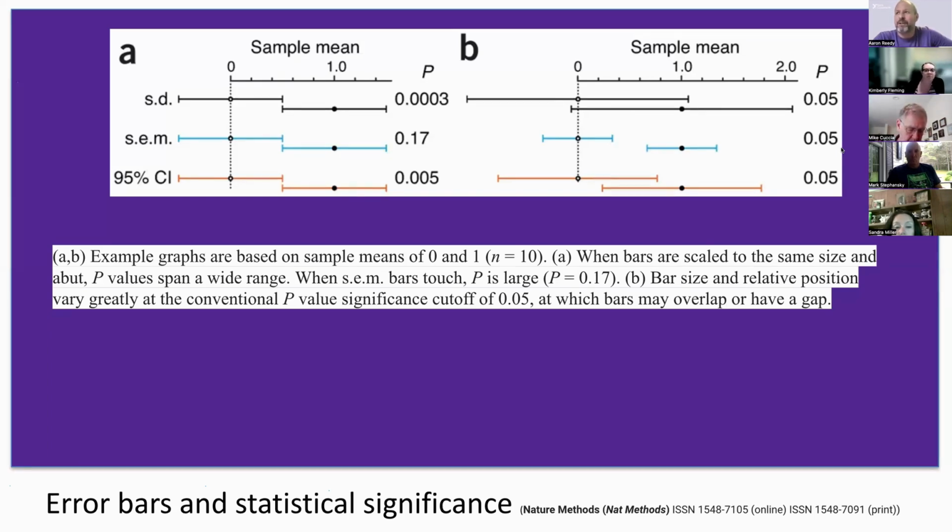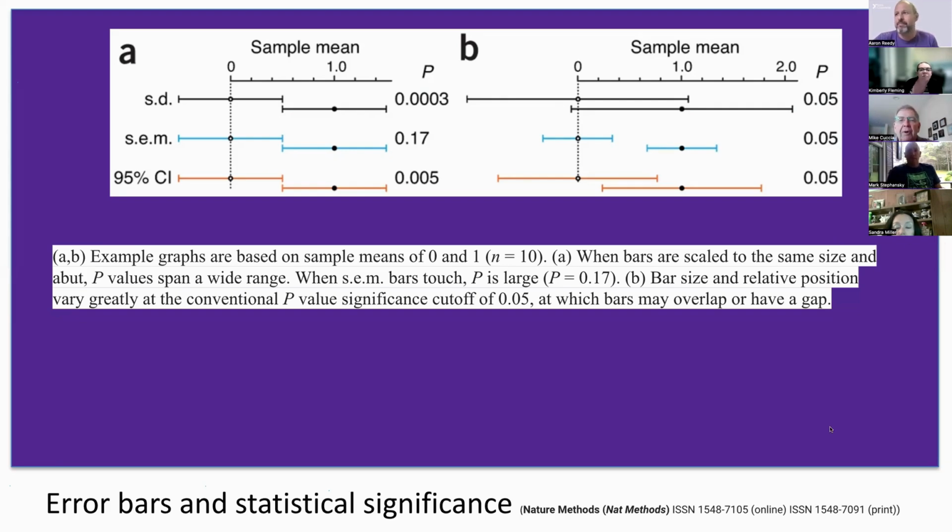And we have a probability value of 0.05, right? About a 5% chance of getting data like that at random. And then with the 95% confidence intervals, there is overlap and we still have a 0.05 chance.